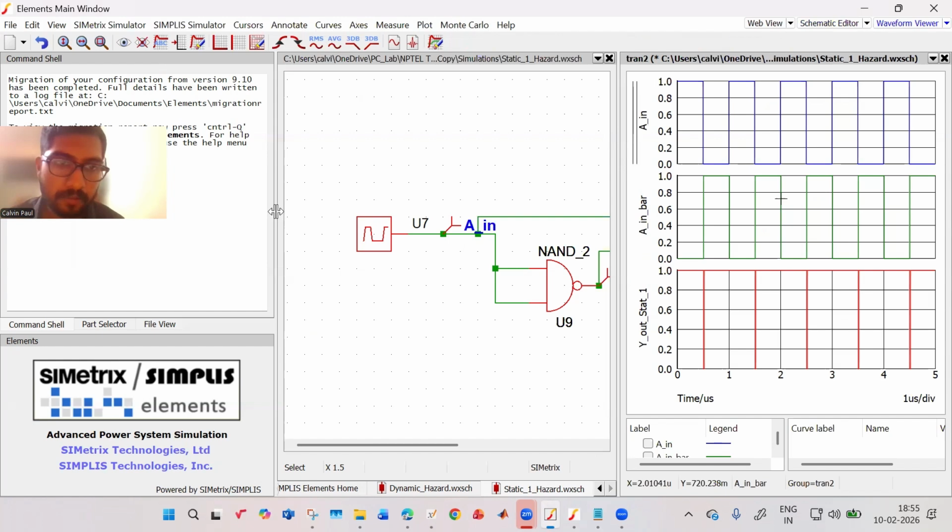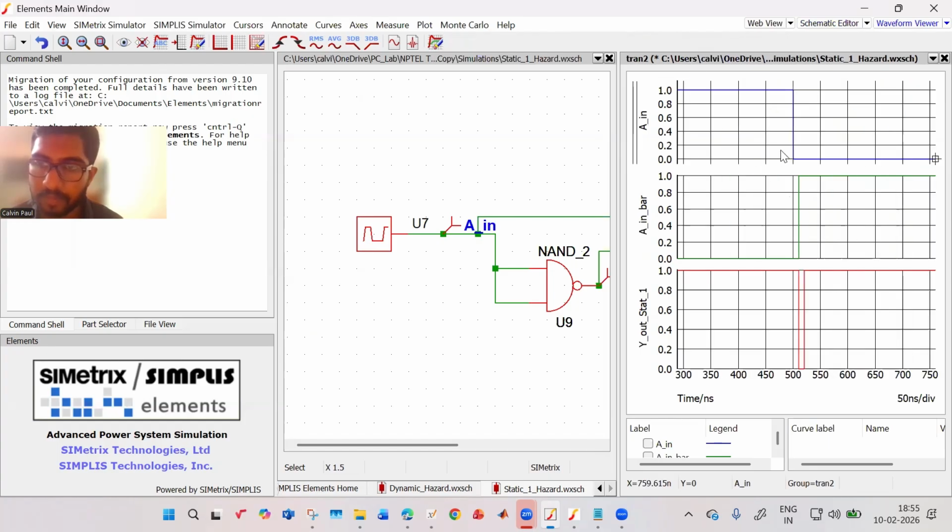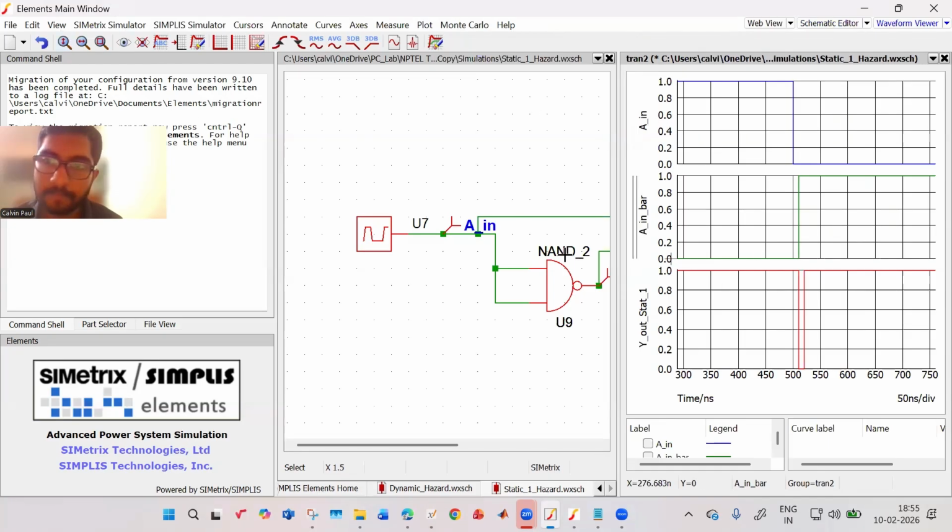This is where the problem is. This input is A. It is going from 1 to 0. At that time, what happens? Your A bar doesn't go directly from 0 to 1. It has a delay. That is the delay of your logic gate. And because of that delay, and your OR gate also has a delay, they are further delayed.